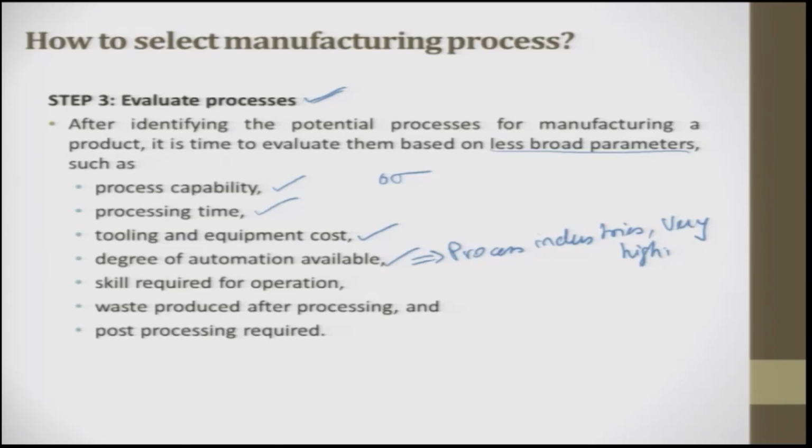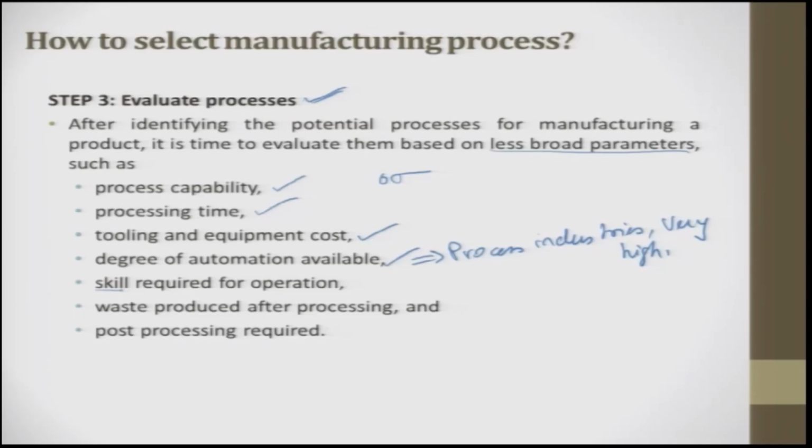It is very high. So, next one is the skill required for operation. Today what is happening is, once you move towards automation, we are trying to remove all the unskilled labor and use a skilled operator only at certain places, for example, for quality check and for assembly.